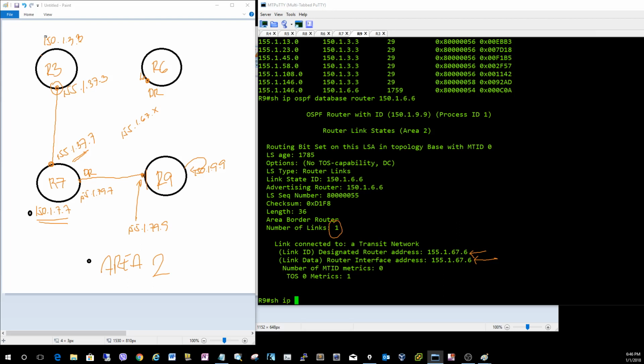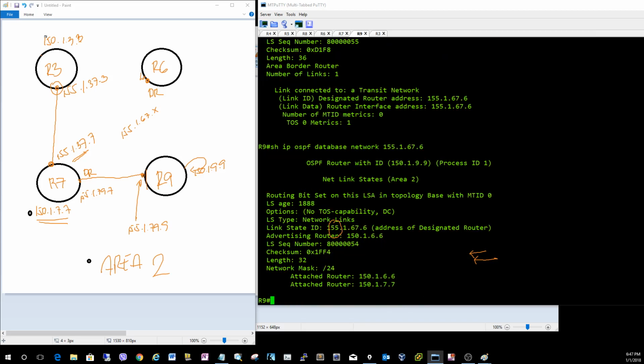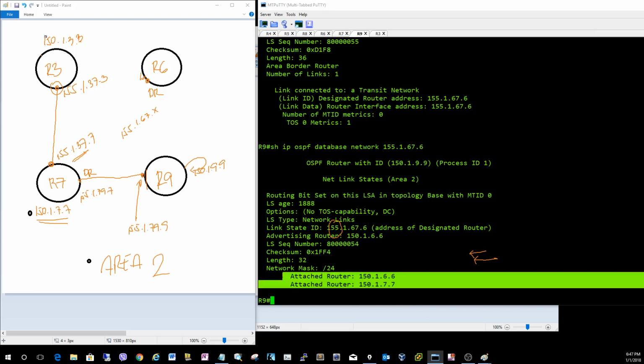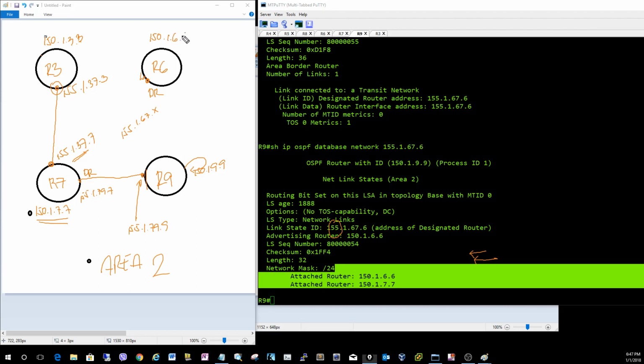So we go show IP OSPF database, then we'll go to the link itself. We'll go network, we'll query the link of the DR, and it's going to tell us that there are actually 2 routers participating on it, which is router 6, the router ID is 150.1.6.6, and this guy right here. Which makes us believe that this is the link between router 6 and router 7.